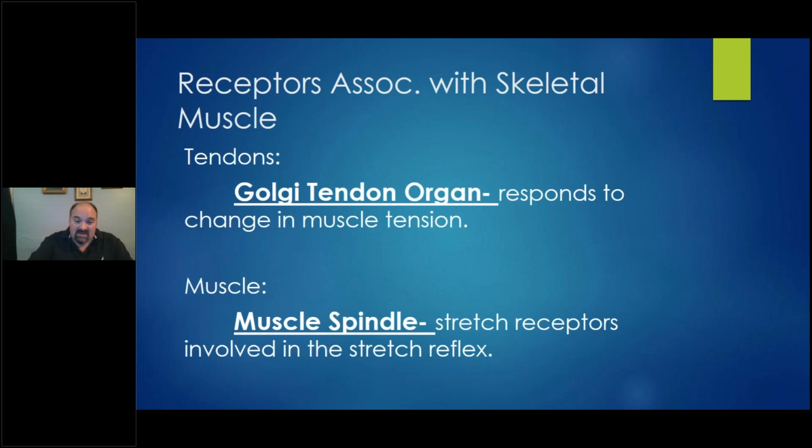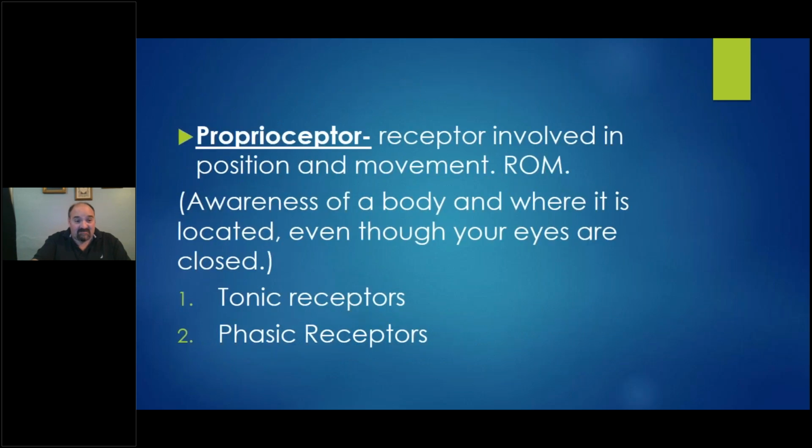Muscle spindles are the stretch receptors involved in the stretch reflex. Recall that we checked the patellar reflex and showed you how that worked, and we went over that at the end of last semester. So, getting back to the proprioceptors, okay? This proprioceptor is very important for position sense and movement, your range of motion, ROM, and awareness of where your body is located even though your eyes are closed. I mentioned and demonstrated that earlier.